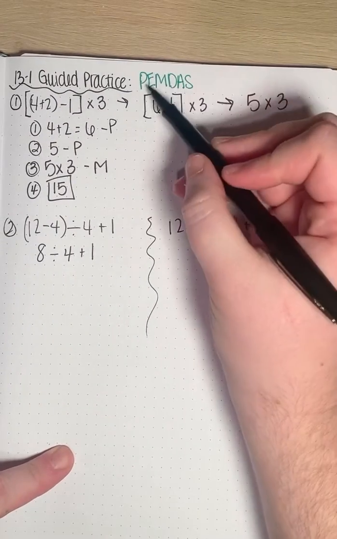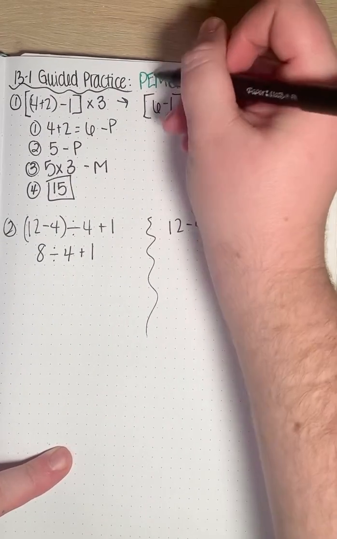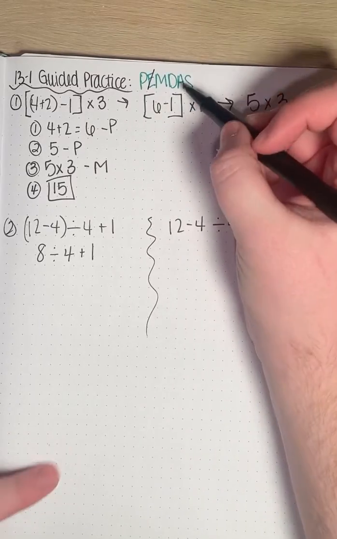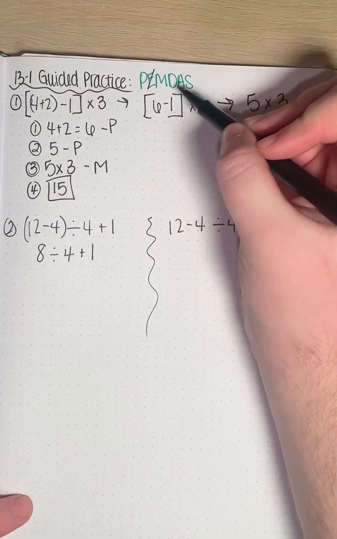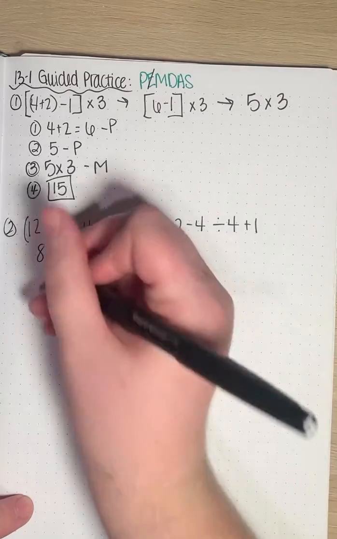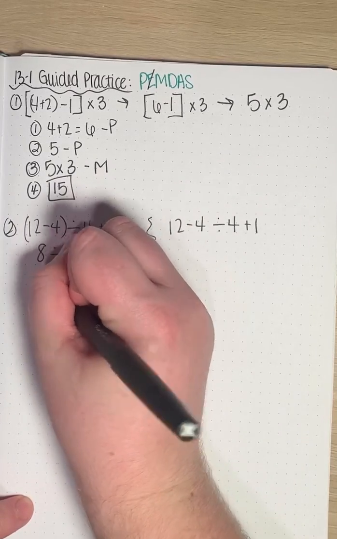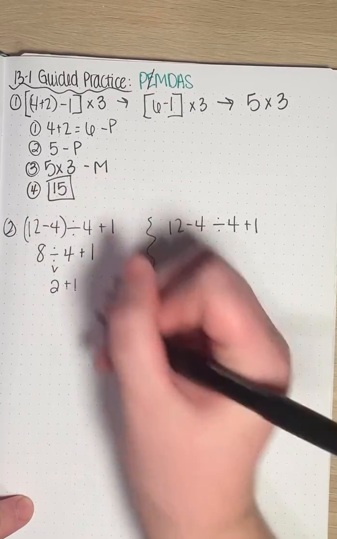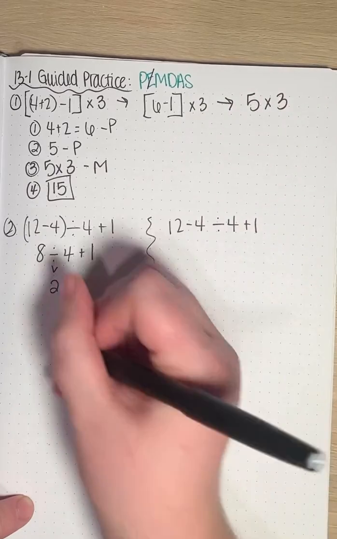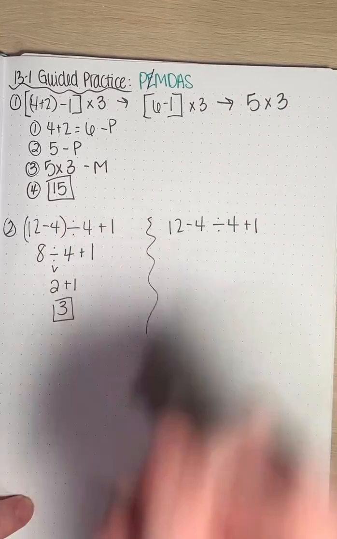All right, so I did my parentheses. I don't have to worry about exponents right now. I have no multiplication. I do have division. So 8 divided by 4 gives me 2 plus 1. So I'm left with addition. So my answer is 3.